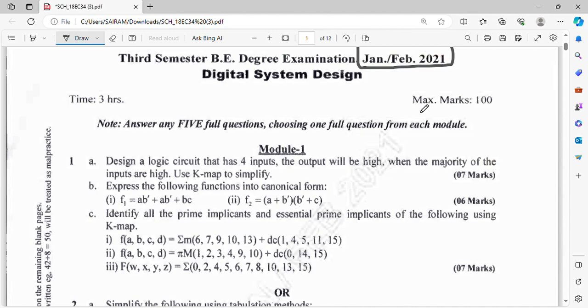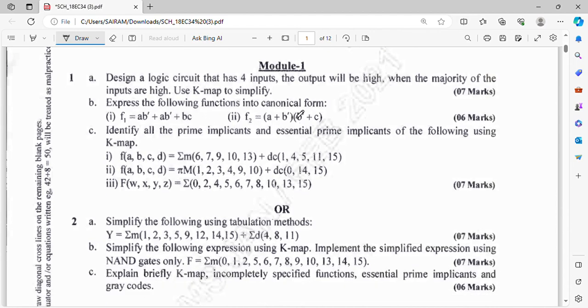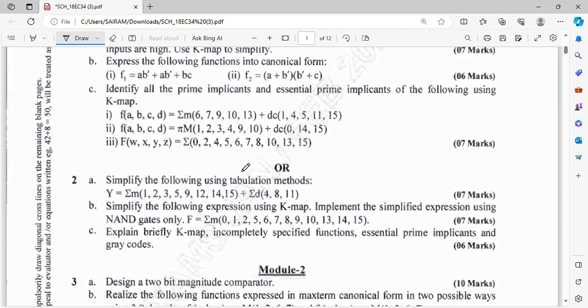So let's see the first question. Design a logic circuit that has four inputs. The output will be high when the majority of the inputs are high. Use K-map to simplify. I'll explain this one by showing it. Then, express the following function into canonical form. You know how to do it. Identify all the prime implicants of the following using K-map. This also you know, so no need to tell about it. We'll see the answer directly.